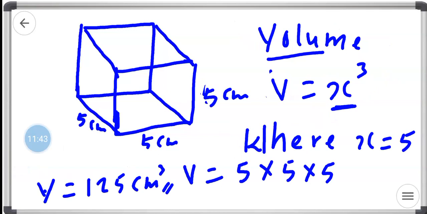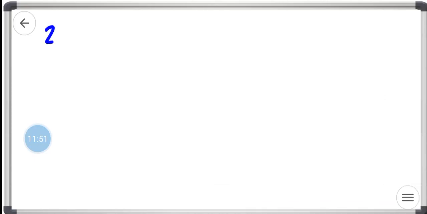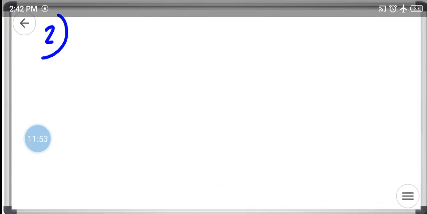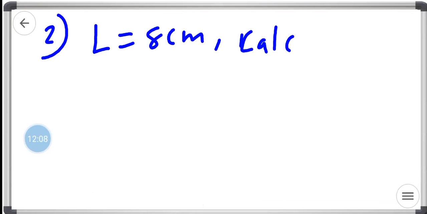So quickly, let's take another question on cube. Question 2. A cube has a length of 8 centimeters. So the length of the cube is 8 centimeters. Let's calculate.